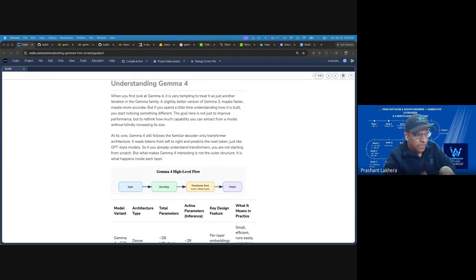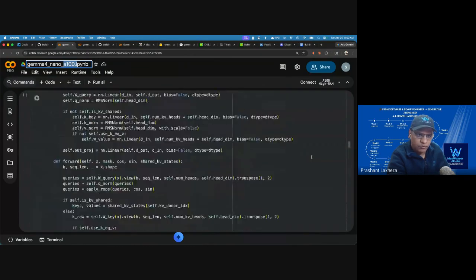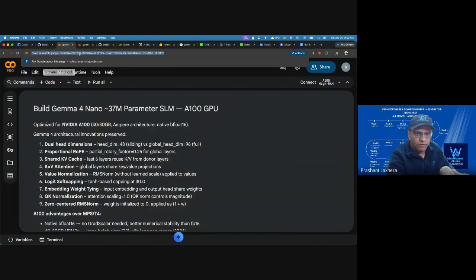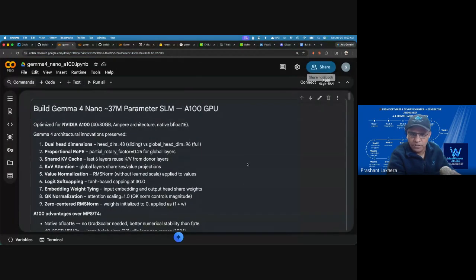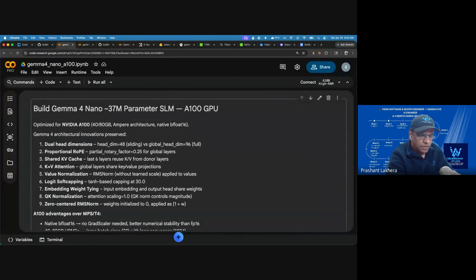Okay, so hey everyone. Today and tomorrow we are going to learn how to build Google Gemma 4 from scratch. In order to do that, I have prepared four Google Colab playbooks. So I will tell you what is the difference between all of these. But let me first share it with you guys. I already shared some of these with you. So let me ping you guys one more time over here.